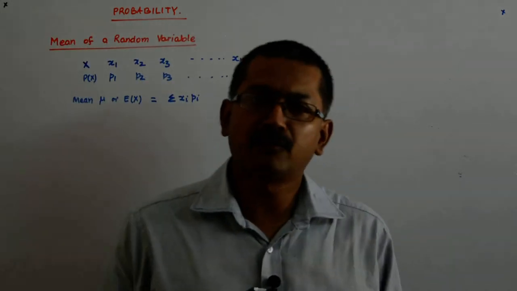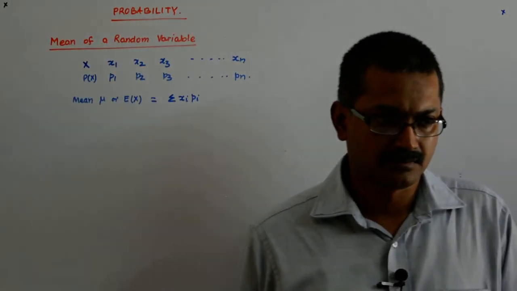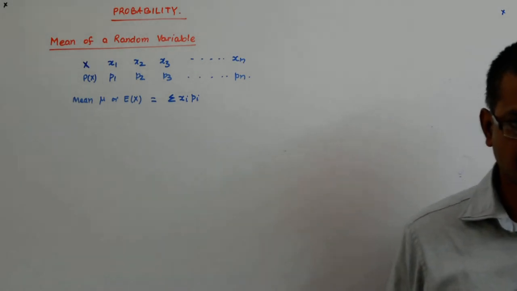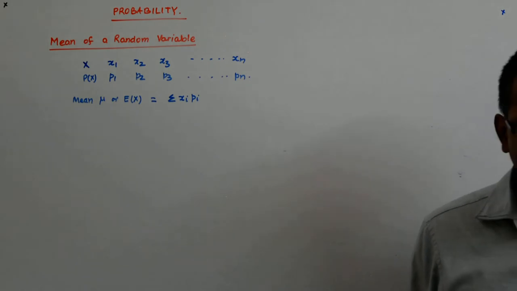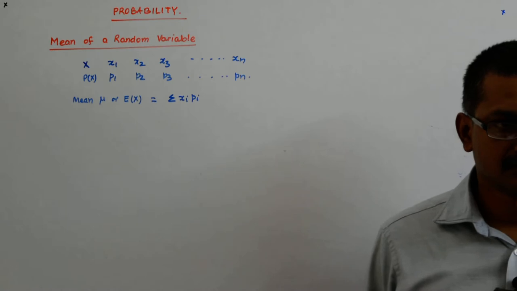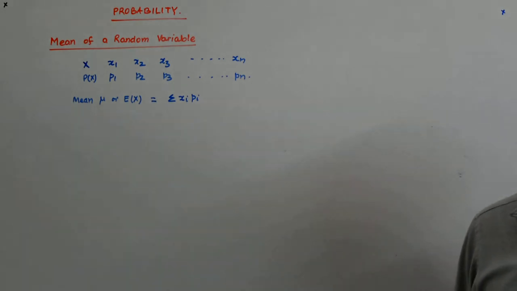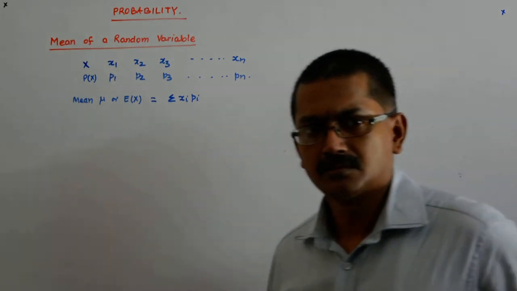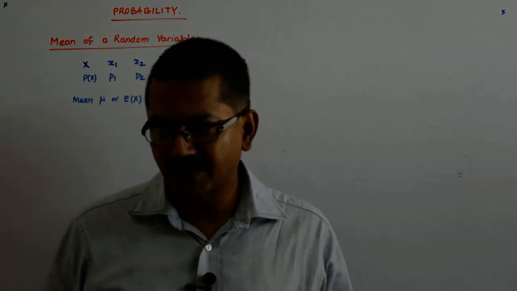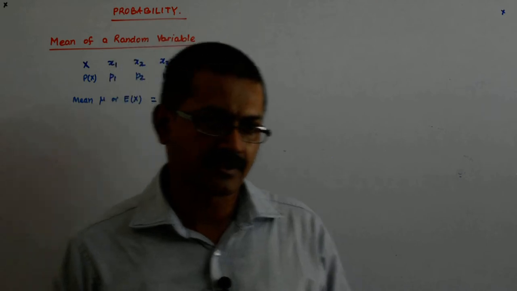And I have explained why we do that. Why is it defined like that? Fine. Summation pi, that is one. Summation pi is always 1, because your random variable acts on all the points on the sample space.